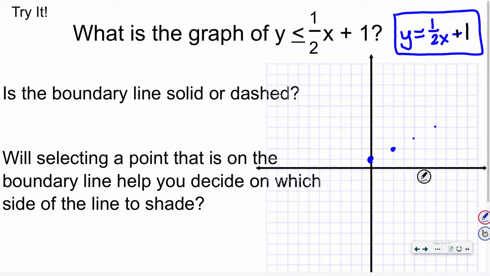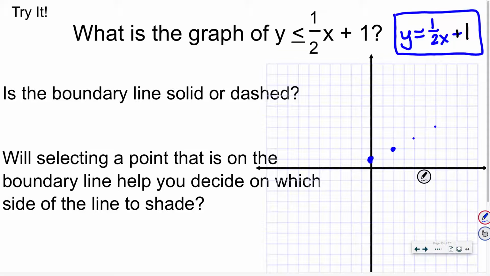I have a couple coordinates here. Instead of just drawing a line and being done, this is an inequality. So we have to talk about the boundary line. Now we know where we're going to put our boundary line, but we have to ask ourselves, is our boundary line going to be solid or dashed? Why solid?